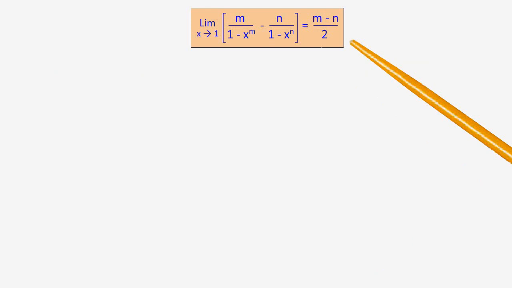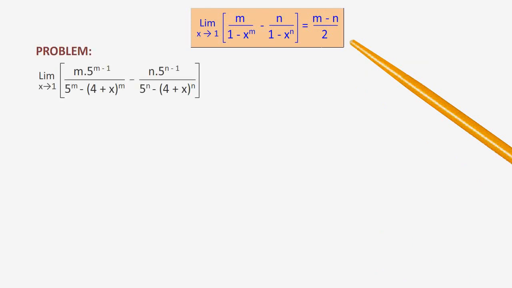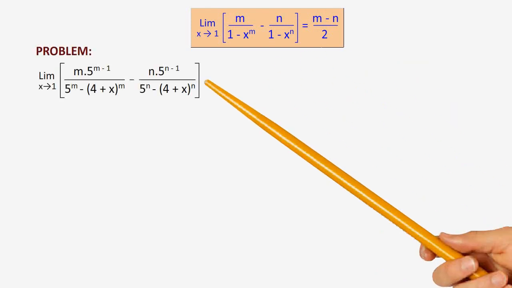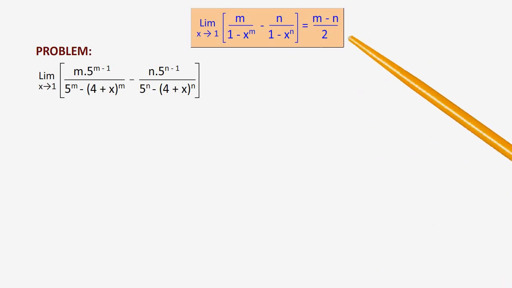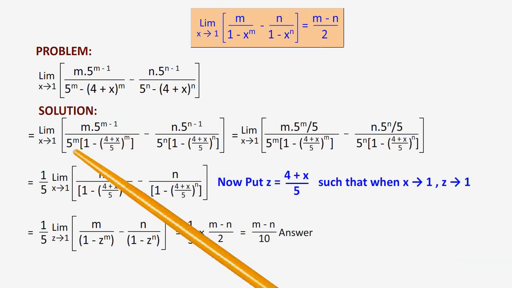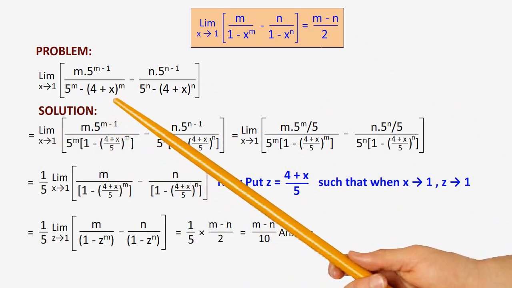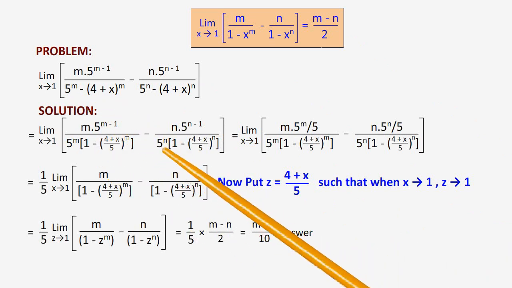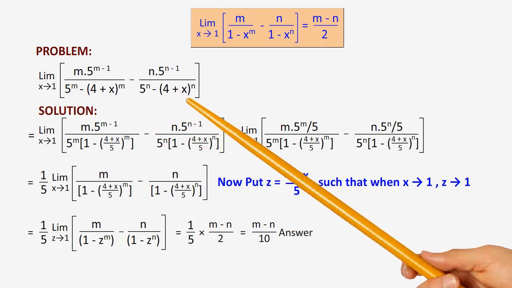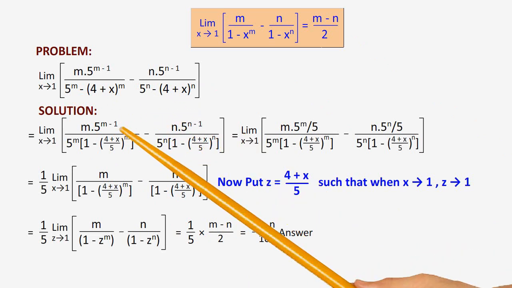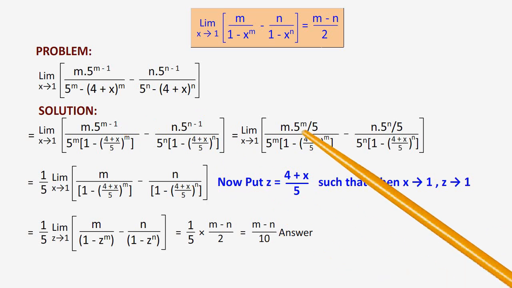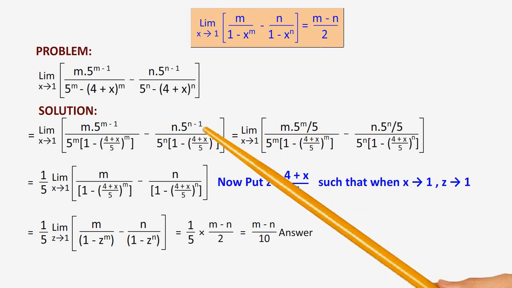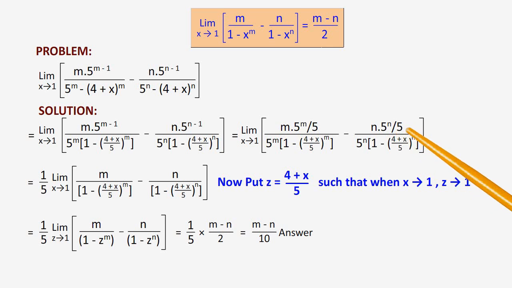Now this limit is sometimes taken as a standard limit and is used to solve other problems. We are given this problem. How to solve this one by the knowledge of this standard limit? First, take out 5 to the power of m common from this denominator and also take out 5 to the power of n from this denominator. This 5 to the power of m minus 1 can also be written as 5 to the power of m divided by 5. Also, this 5 to the power of n minus 1 can be written as 5 to the power of n divided by 5. We can now cancel out these terms.